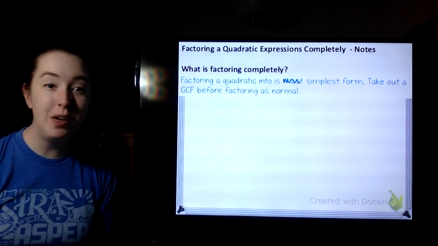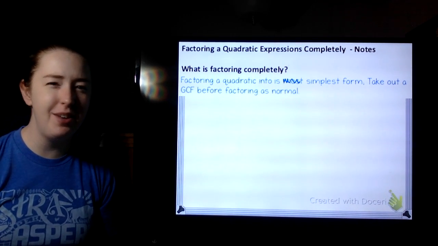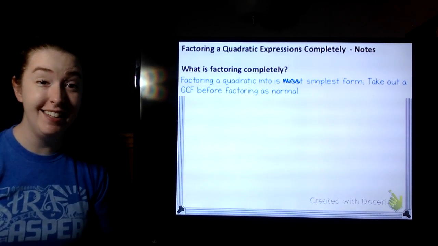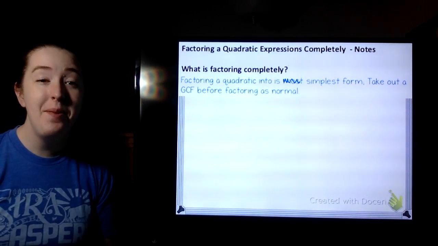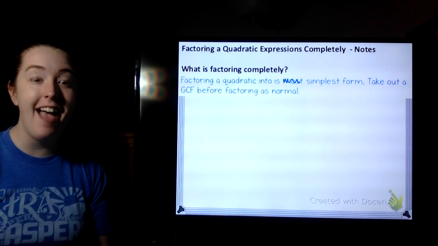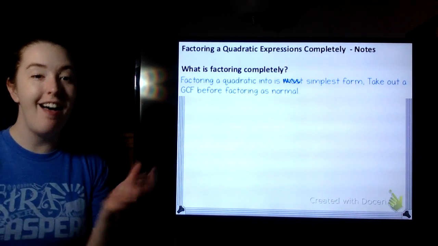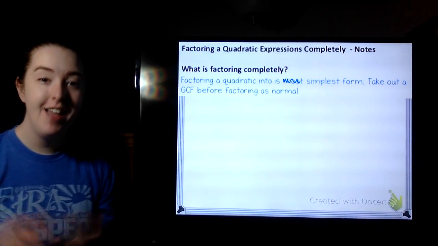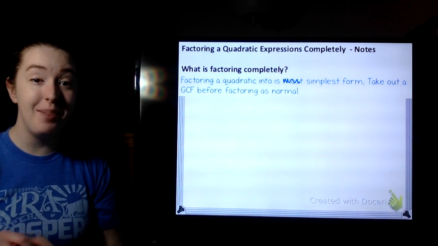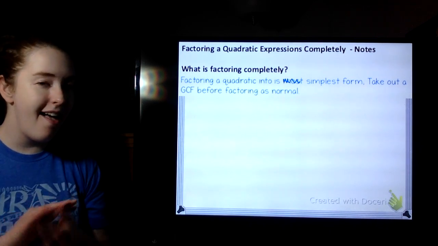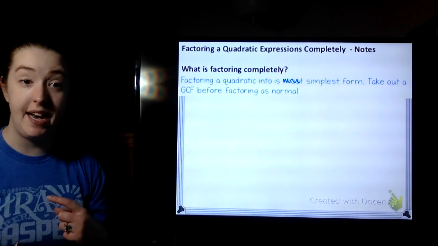Today we're going to factor a quadratic completely. So what exactly does that mean? Haven't we been factoring completely already? We really have, but now we're just going to take everything that we've learned through all of factoring and put it all together today. So to factor a quadratic completely, we need to get it into its simplest form, so everything is factored all the way down.